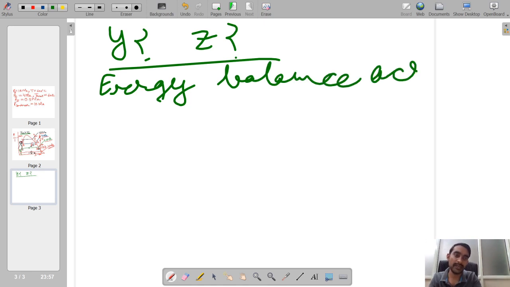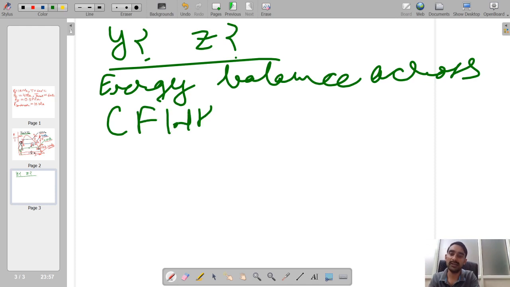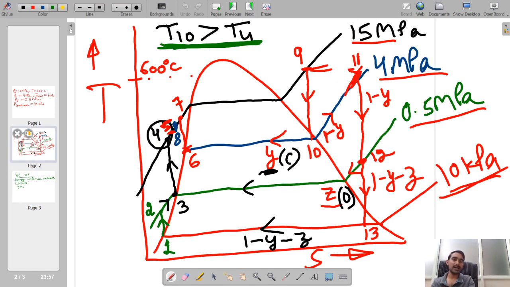I am now applying energy balance across the closed feed water heater. If I apply the energy balance across the closed feed water heater, what I will be getting is Y times of, say, m dot is the total mass flow rate, at which point? This will be corresponding to point number 9, because this is the point at the inlet of the turbine. So from the turbine we have taken Y fraction.